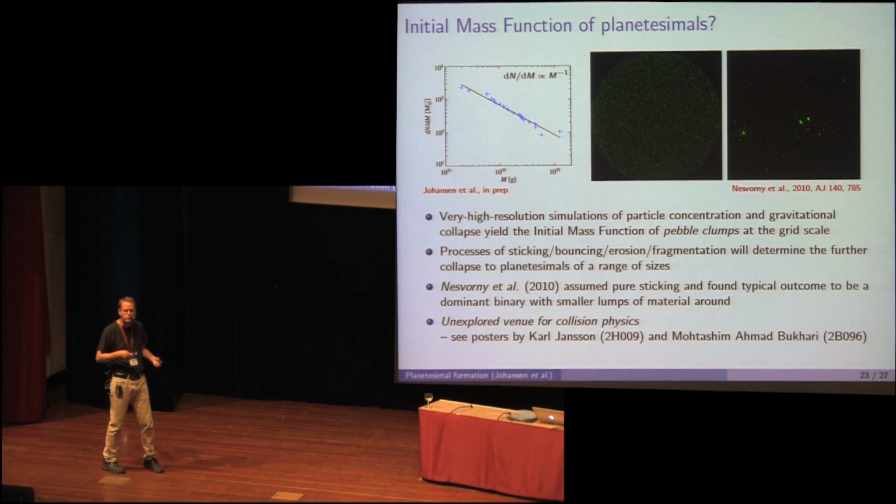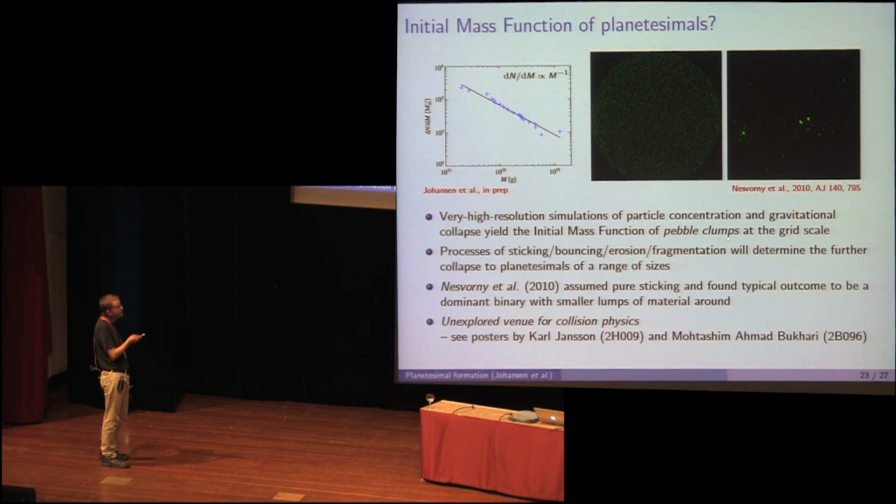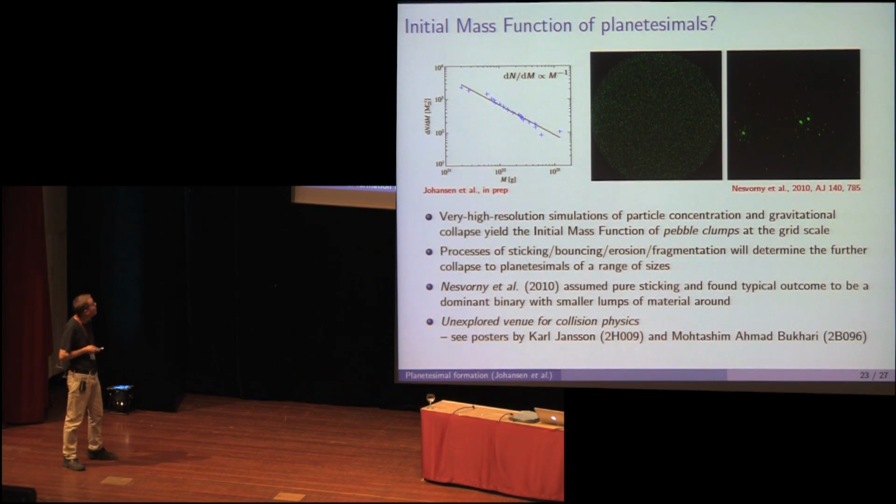so very dominated by the largest clumps. The larger clumps are few, but are much more massive. So most of the mass goes into the large clumps. But this is formally only the initial mass function of pebble clumps at the grid scale. We don't resolve what goes on all the way down to planetesimal sizes. Actually, what we should include are sticking and bouncing, erosion, fragmentation, all kinds of physical collision effects that will then determine the further collapse to planetesimals of a range of sizes. And this kind of investigation was actually pioneered by Nesvorny in 2010, who took a pebble clump, so to say, from one of these simulations and evolved it in a separate N-body simulation.